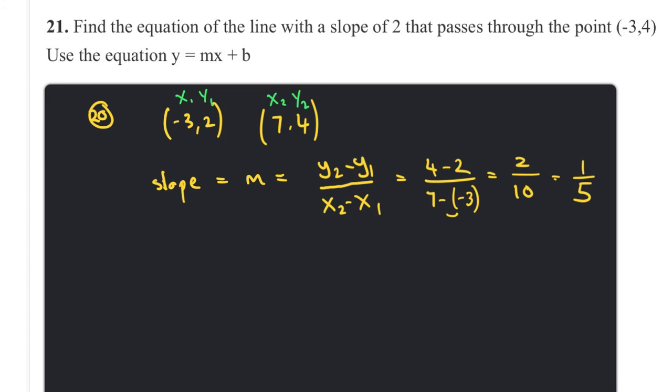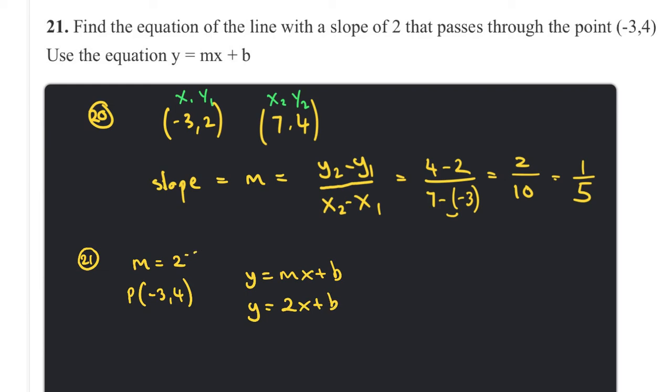Okay, question 21 says find the equation. This is the toughest question. So we've got slope equals 2, and we know it passes through the point negative 3, 4. So we know that y equals mx plus b is what we're using because that's given. So therefore we start with y equals 2x plus b because we know that the slope fits into there. Now, this is the bit I ask you to write every time to find b.